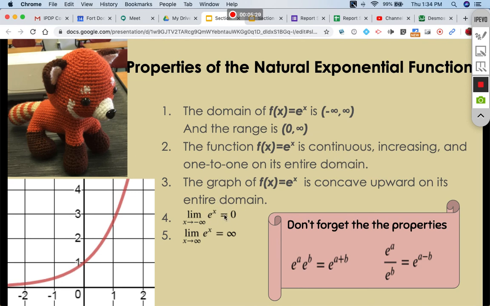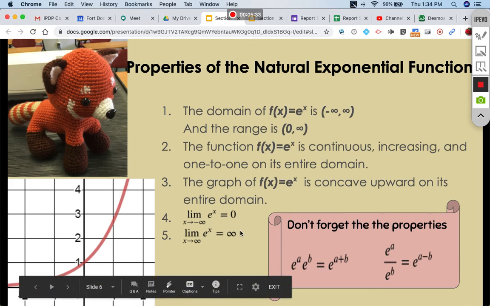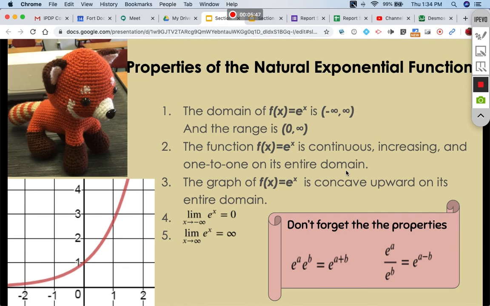And again, here's our end behaviors. As we go to negative infinity, we go to 0. Positive infinity, we go to infinity. And our properties with exponents: if we take e to a power times e to a power, we can just add the powers. If we divide, we can subtract the powers. Again, properties of exponents. The same things that work for all exponents work for the e stuff.